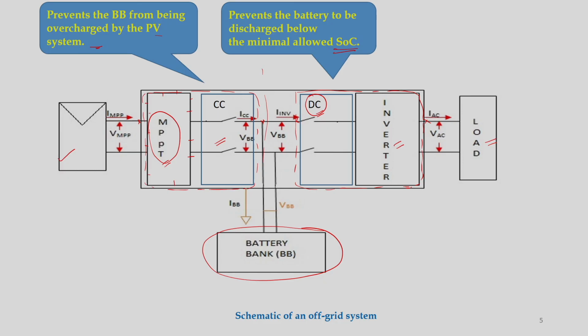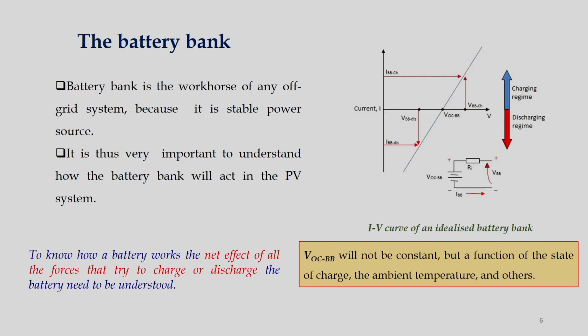and how these DC-DC and AC-DC converters are important in this system. Now, let us pay attention to this battery bank, because as we said, the battery bank is a very, very important component of a standalone PV system. This battery bank is the workhorse of any off-grid system because it is a stable power source. It is thus very important to understand how the battery bank will act in the PV system, right.